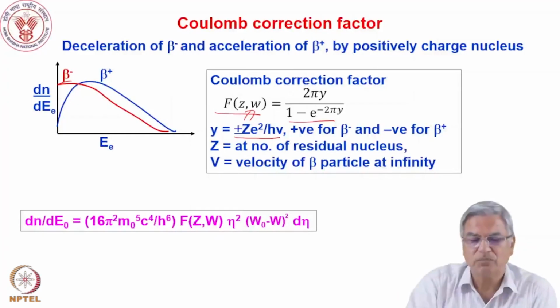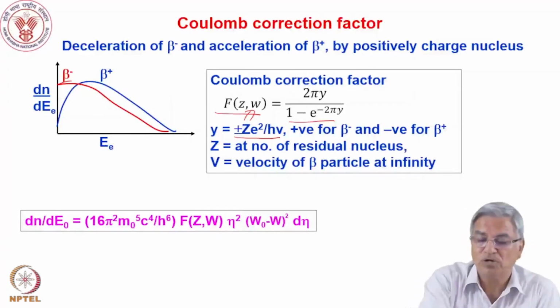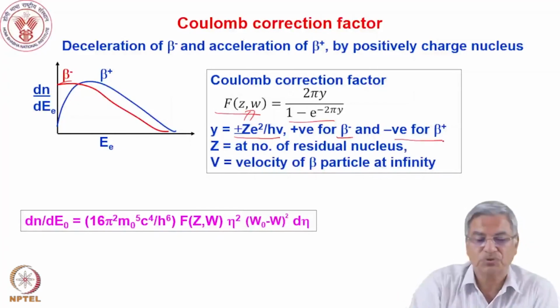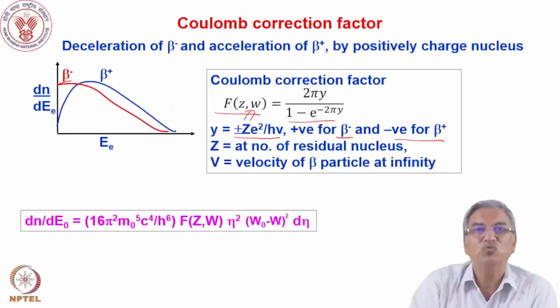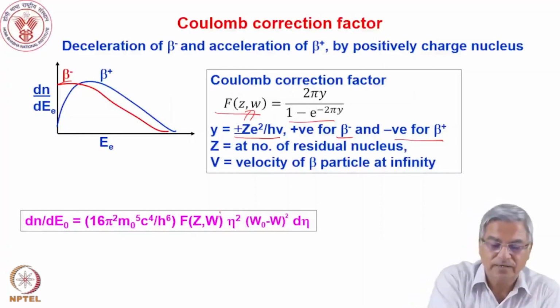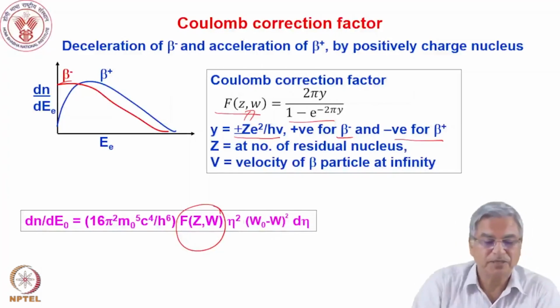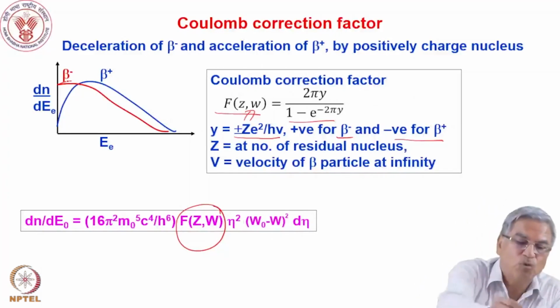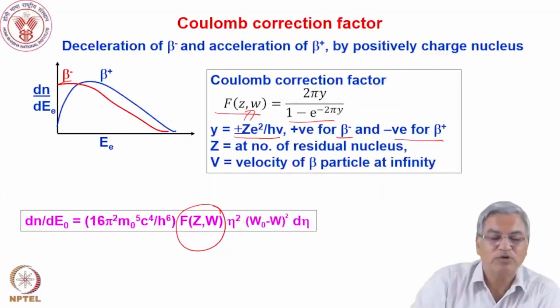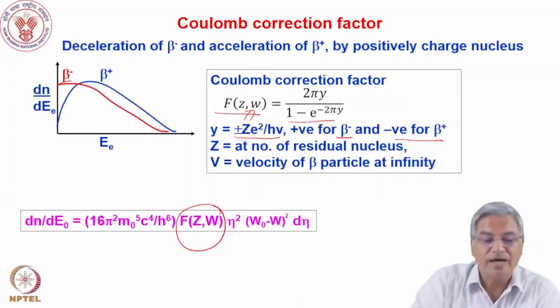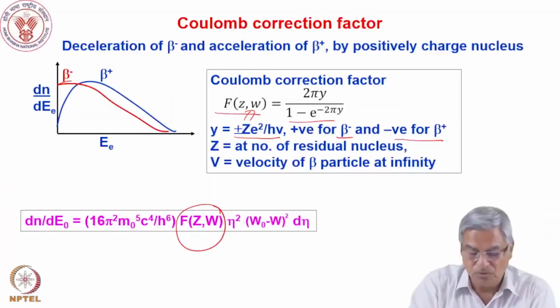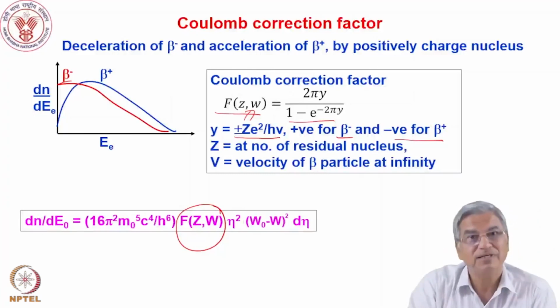And this term y is actually positive for electrons and negative for positrons. If you substitute this value, plus or minus y, plus or minus Ze square by hv, in the factor here, then we can explain the shape of the beta minus spectrum. Beta minus spectrum has more low energy component. Beta plus spectrum has more high energy component. So that is how the Coulomb correction term can explain the shape of the beta minus and beta plus.